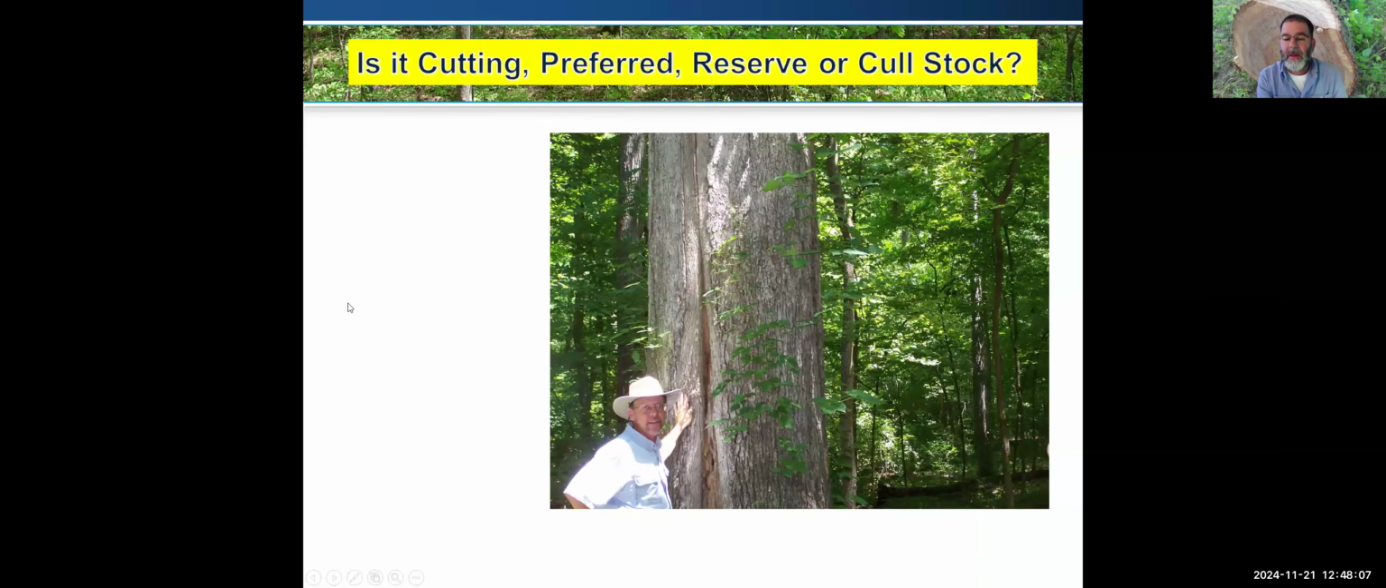How about this one? That's Dr. Alan Houston. One of his 30-30s. 30-inch diameter at 30 feet, white oak.